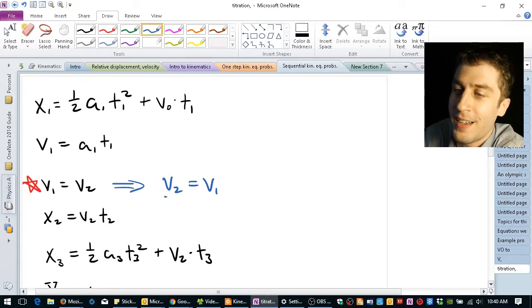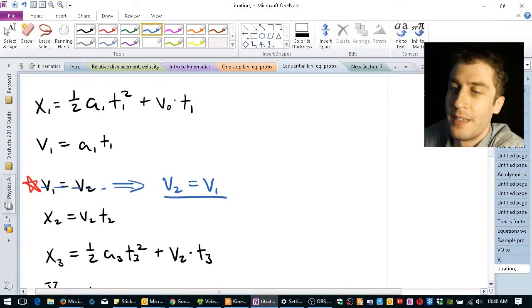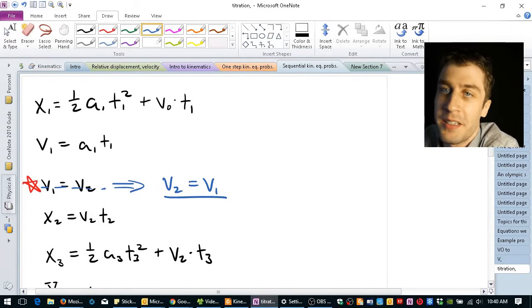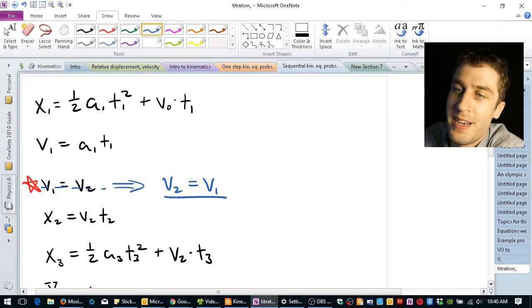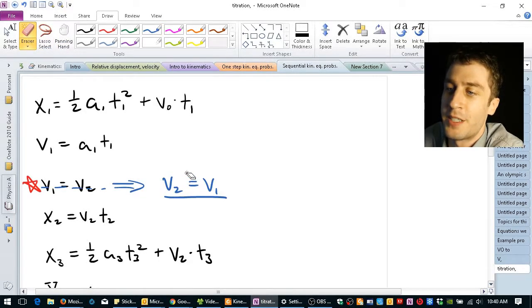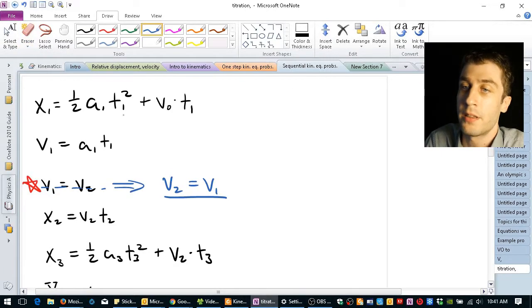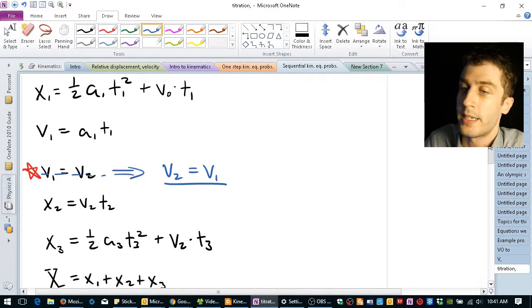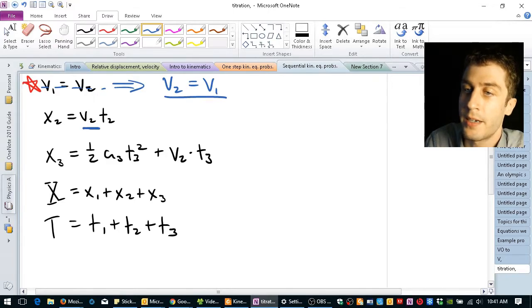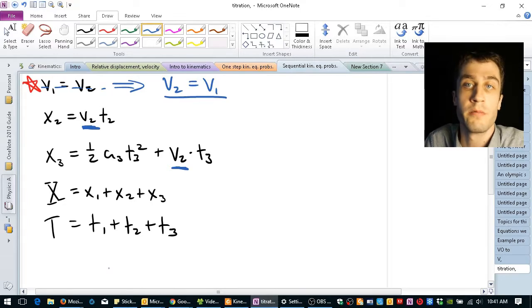I'm going to underline that equation because it's very handy, and I'm going to cross out the equation that it came from because I can't use it again. Every now and then I get a student who wants to substitute this equation back into that one, and you can't do that. So that's why I say cross out this equation. Now, everywhere that I see V2, I'm going to replace it with V1. So let's take a quick look at our equations here, and I see a V2 right here, and a V2 here. I'm going to replace both of those with V1.